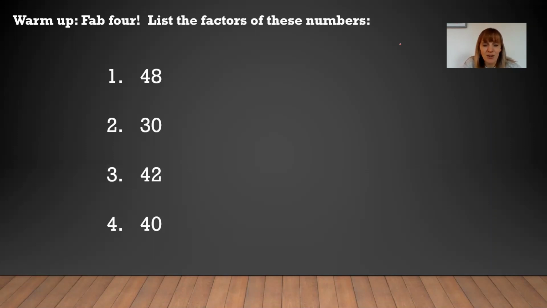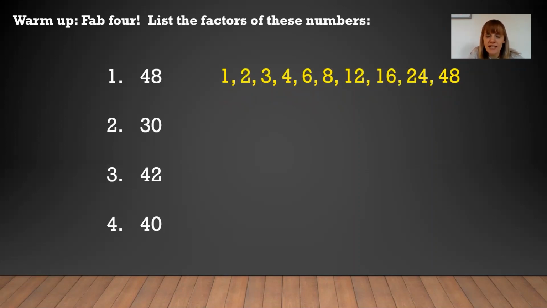Okay, so how did you get on? Now, these have got quite a few factors. 48, look at all the factors 48 has got. So we've got 1, because 1 times 48, 2, 2 times 24, 3, 3 times 16, 4, 4 times 12, and 6, because 6 times 8. So they're all the factors for 48.